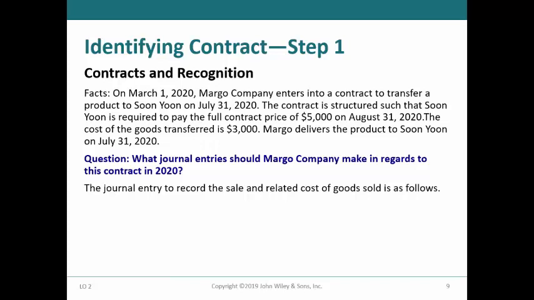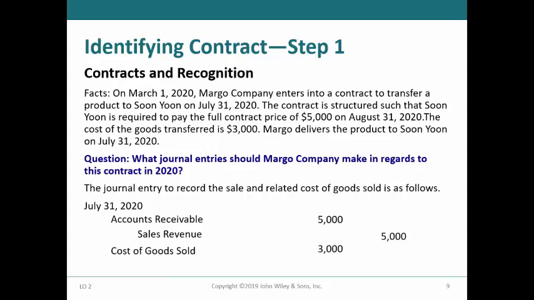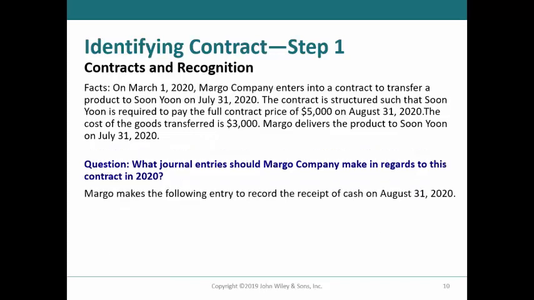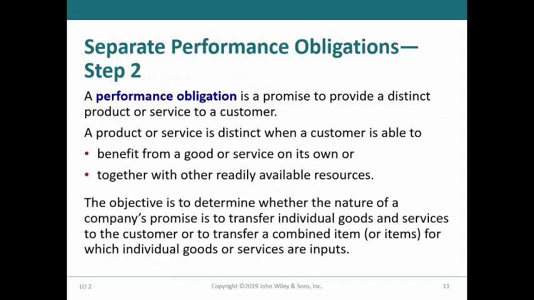To record the transaction, Margot would debit accounts receivable for $5,000 and credit sales revenue for the same amount. Margot would also debit cost of goods sold and credit inventory for $3,000. On August 31, 2020, Margot would record the receipt of payment from Soon Yoon by debiting cash and crediting accounts receivable for $5,000. The second step of the process is to identify the separate performance obligations included in the contract.